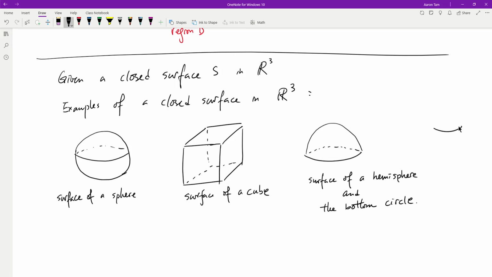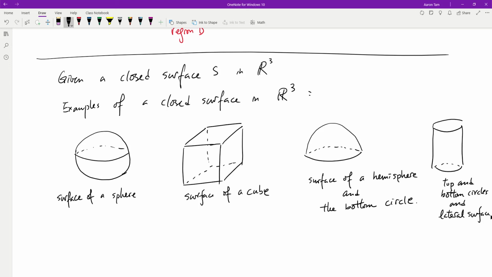And of course, we can also have a cylinder. The cylinder would be the top and bottom circles and the lateral surface. All together they would form a closed surface. And of course, the surface of a cube would be six squares that come together to form that closed surface.